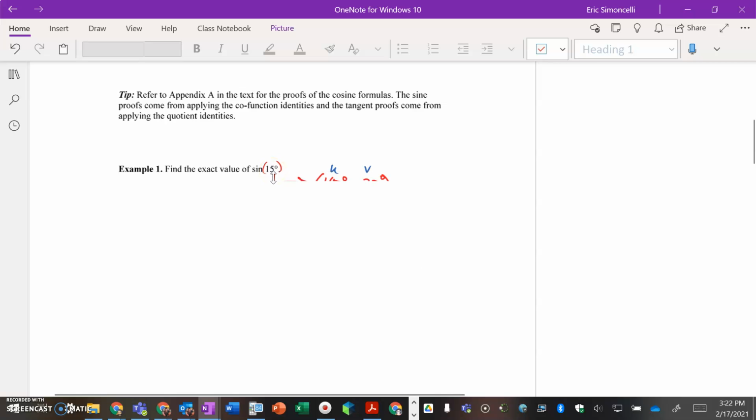For our purposes today, I'll give you a nice head start here. It turns out that the best two angles to use to rewrite 15 degrees into would be 45 for u and 30 for v, such that 45 minus 30, of course, is 15.